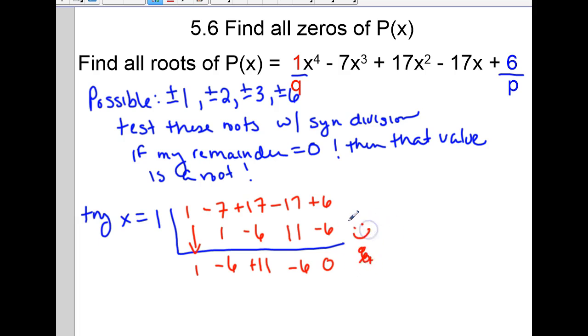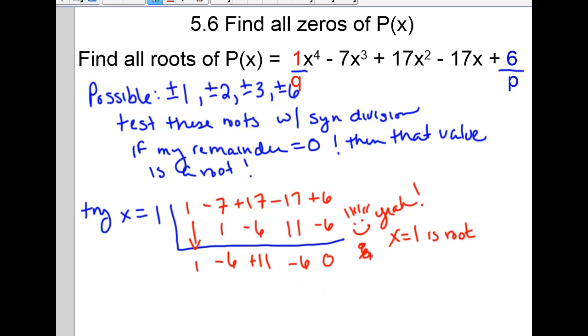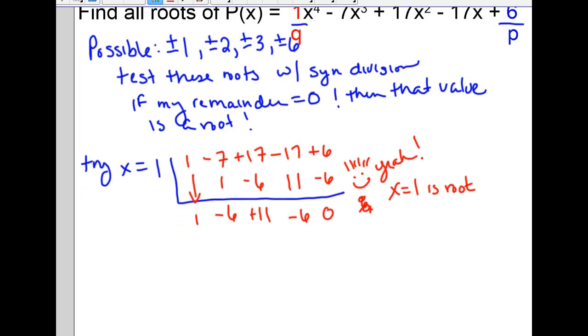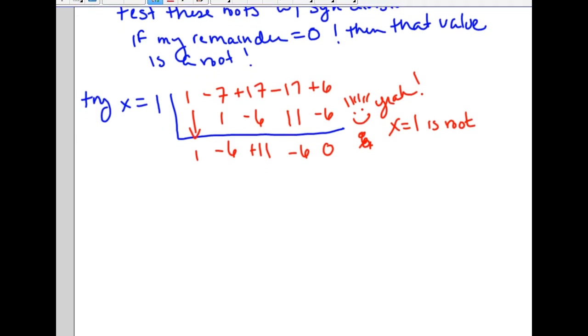I am the happiest person in the world. See that? Yay! What this means is x equals 1 is a root. So now that I have that, I need to keep working and find additional roots. But I'm not going to work with our original equation. I'm going to work with this new equation that we have right here. So I'm going to repeat this process.